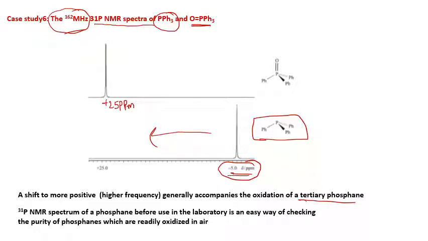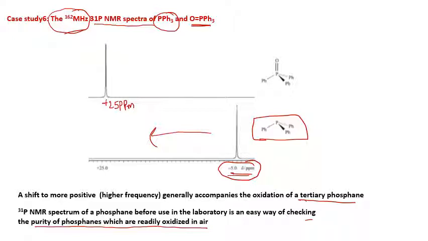So this is a good NMR technique by which you can understand, by carrying out a reaction, whether your starting molecule is triphenylphosphine or triphenylphosphine oxide. The 31P NMR spectrum of a phosphine is very important to record before use in the laboratory, because it is an easy way of checking the purity of phosphines, which are readily oxidized in air. From the NMR spectrum we can understand the purity of the complex we are synthesizing or using in a chemical reaction. If the phosphine is oxidized, you will get a phosphorus NMR peak around 25 ppm, a very downfield shift. When it is a tertiary phosphine, you will get a signal around -5 ppm, in the negative range.